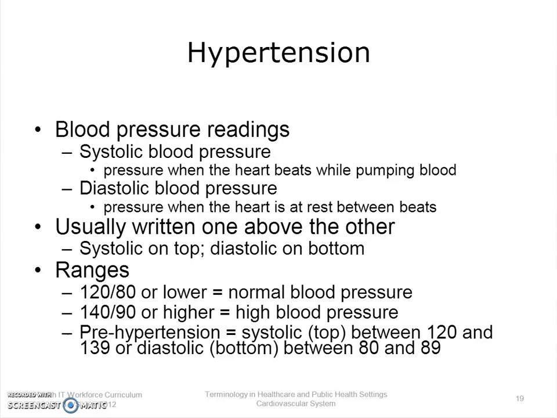A reading of 120 over 80 or lower is considered normal blood pressure. A reading of 140 over 90 or higher is considered high blood pressure. A reading between 120 and 139 for the top number, or between 80 and 89 for the bottom number, indicates pre-hypertension.